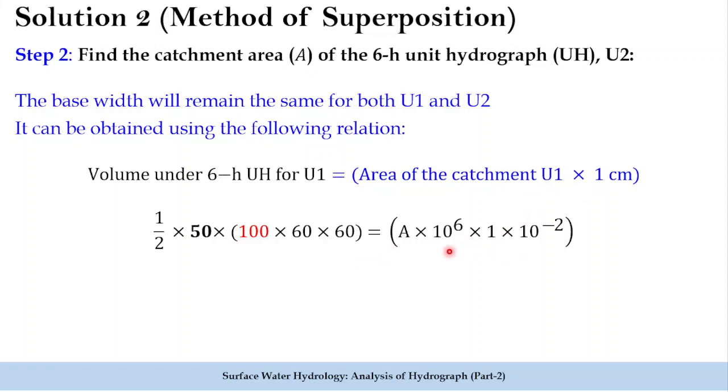Now the area of U2 is unknown, that is what we need to find out, and effective rainfall is the same as effective rainfall for U1 because we are dealing with unit hydrograph. Solving this, we get the area as 900 km square, which is the final response for the 6-hour unit hydrograph U2. I hope you were able to understand this problem and also learn how to utilize the property of the triangular unit hydrograph in this case as well.